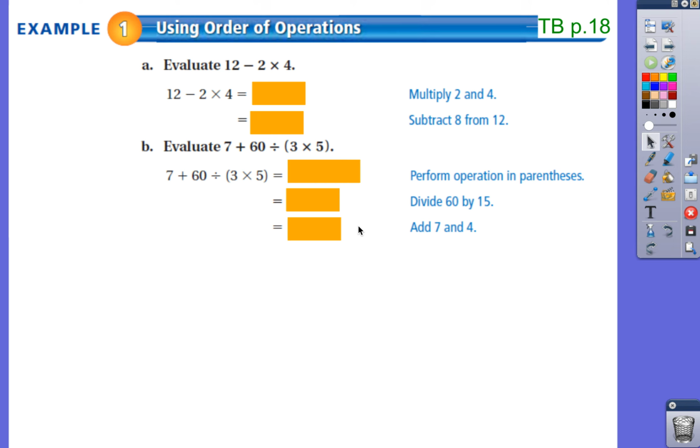We are now going to take the information contained in the videos and look at a couple of example problems and then work through some problems on our own. Let's take a look at example 1 on page 18 of your textbook.